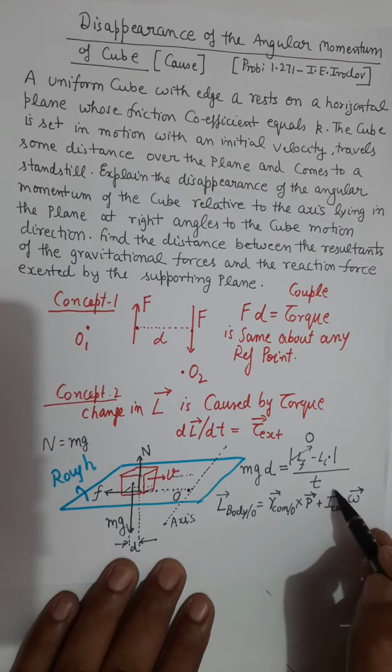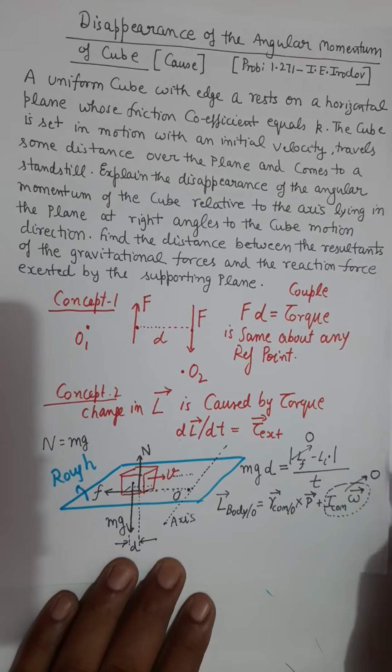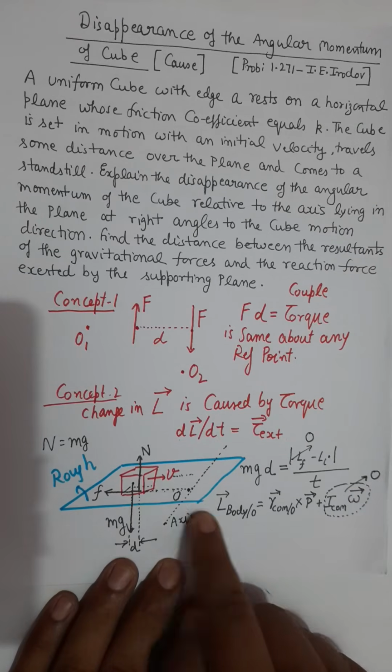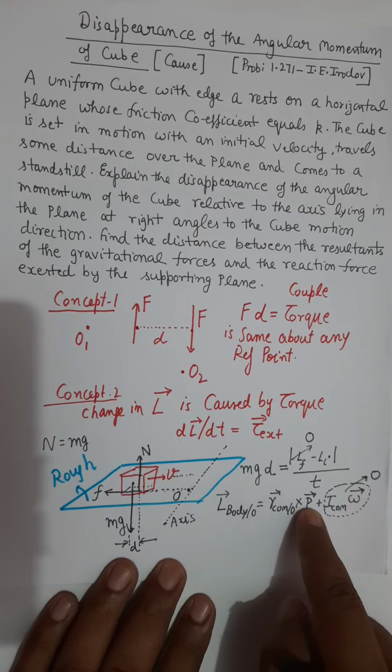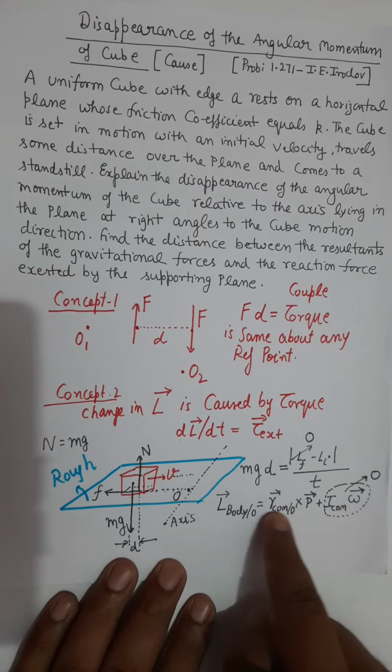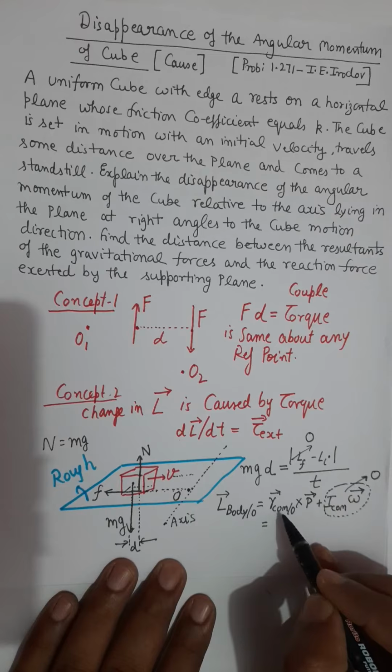In this case, our object is in translatory motion. It has no angular speed, so the second factor will be 0, and therefore the angular momentum of the cube is defined by the cross product of the position vector and the linear momentum vector. If you simplify it, you will get the value of angular momentum in magnitude form.